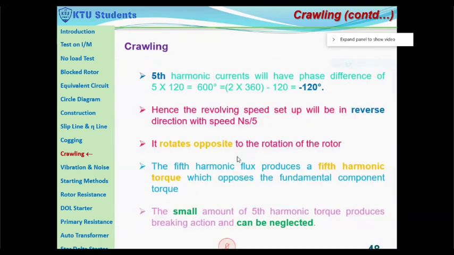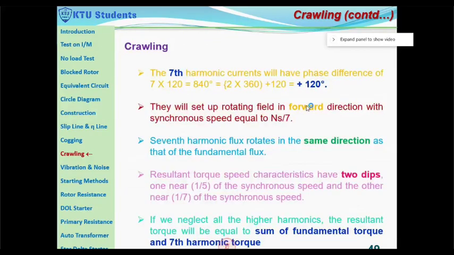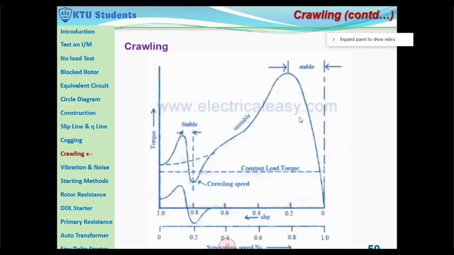In the fifth harmonic, as you can see, minus 120 is in the reverse direction and rotates opposite, and the fifth harmonic torque is small and can be neglected. But in the seventh harmonic, it is 840, that is plus 120, forward direction, the same direction as that of the fundamental torque. Two dips will be there, one at 1 by 5th and one at 1 by 7th. So if you are neglecting the fifth harmonic, since it is small, you will be getting only two components, the fundamental torque and the seventh harmonic torque.